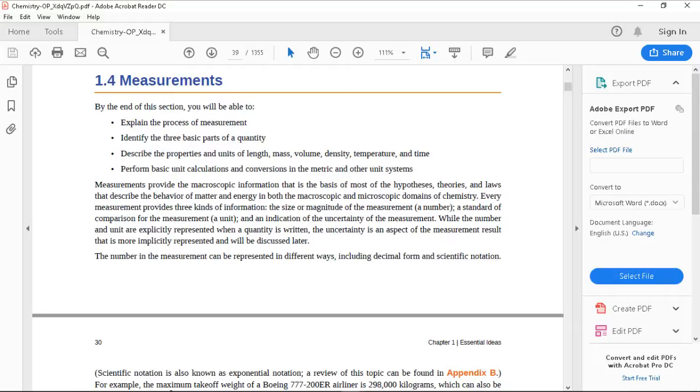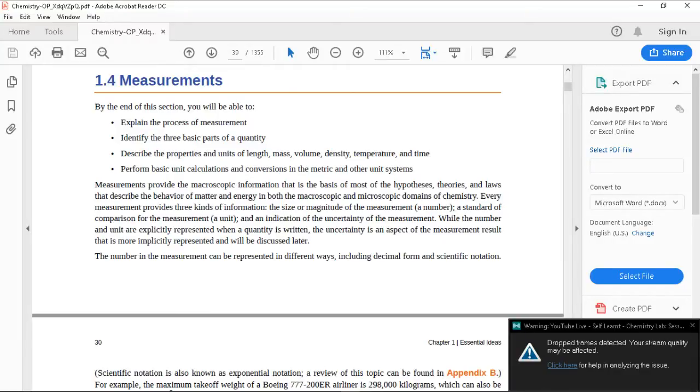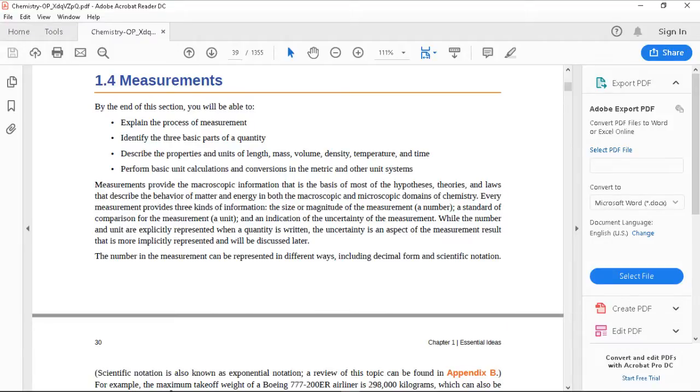Every measurement provides three kinds of information: the size or magnitude of the measurement, a number; a standard of comparison for the measurement, a unit; and an indication of the uncertainty of the measurement. While the number and the unit are explicitly represented when a quantity is written, the uncertainty is an aspect of the measurement result that is more implicitly represented and will be discussed later. The number in the measurement can be represented in different ways, including decimal form and scientific notation.